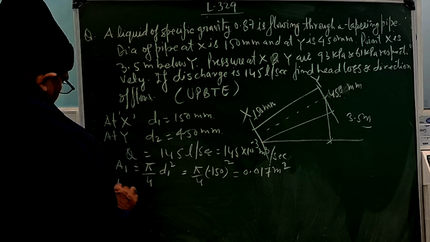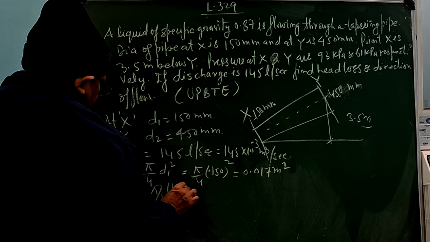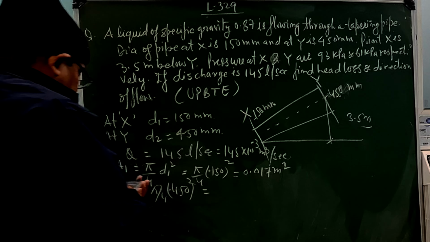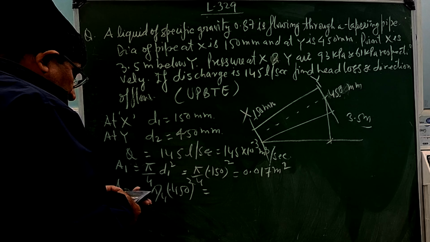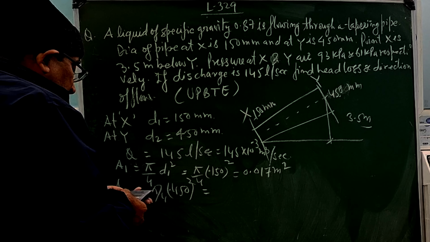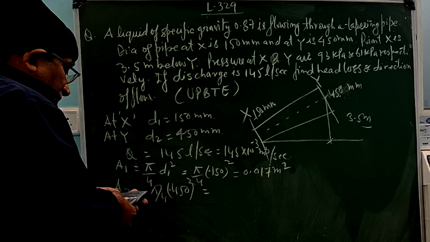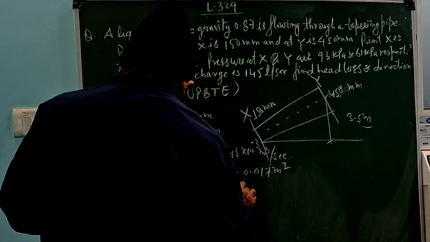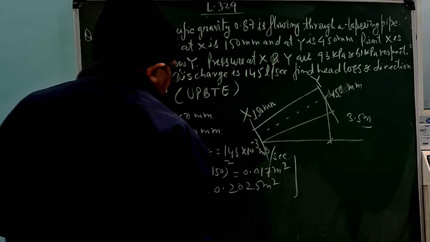Likewise A2 equals to π/4 into D2 square, that is 0.45 square. This is π/4 into 0.45 into 0.45. This is 0.2025 meter square. This is one thing.